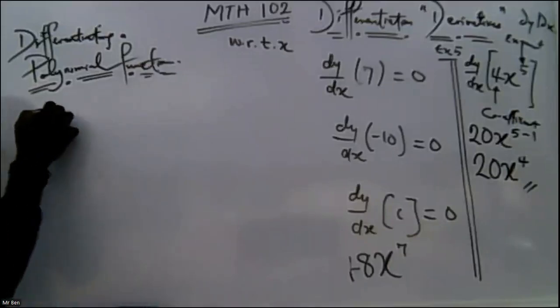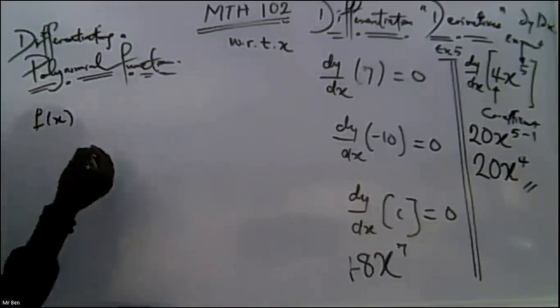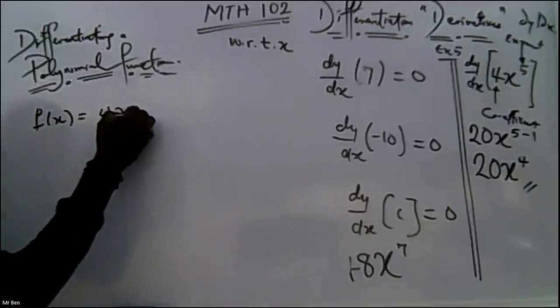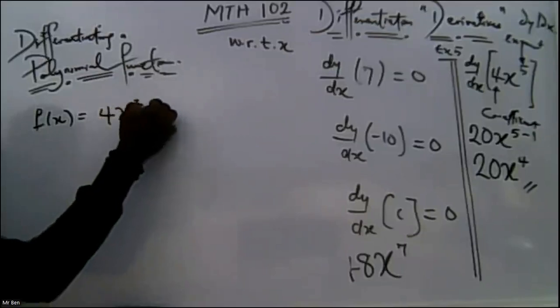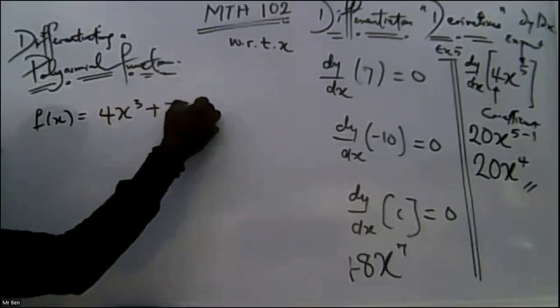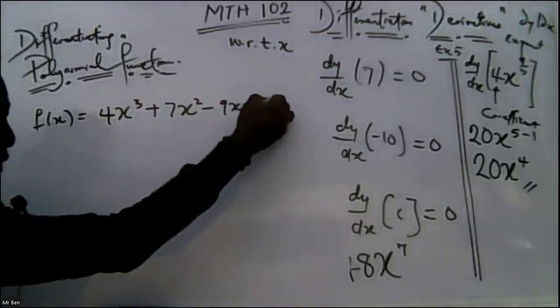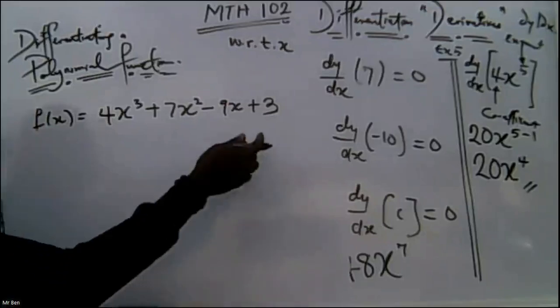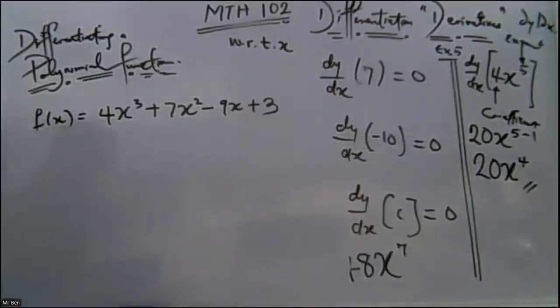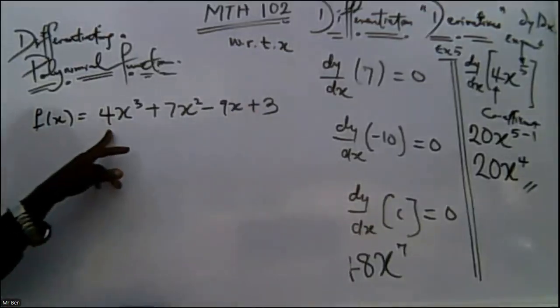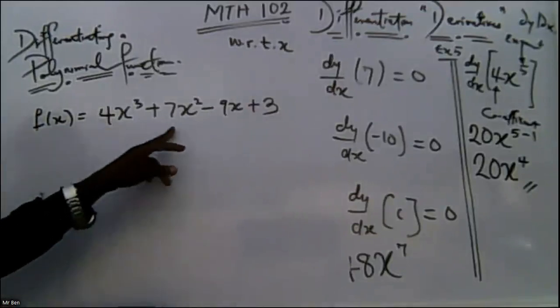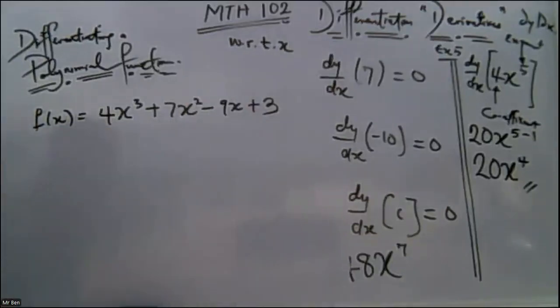When you have f of x, you know we are dealing with this function. So f of x is, let's have 4x raised to power 3 plus 7x raised to power 2 minus 9x plus 3, or plus 5 or plus anything. This is 4x raised to power 3 plus 7x raised to power 2 minus 9x plus 3. So let's find the derivative.